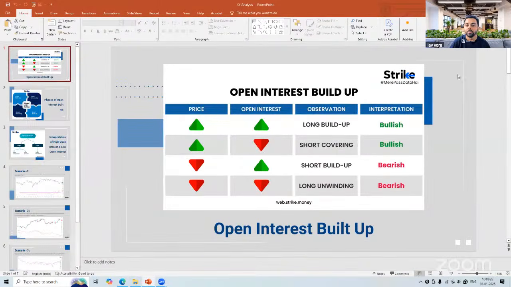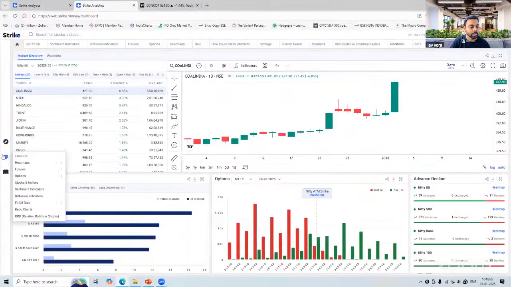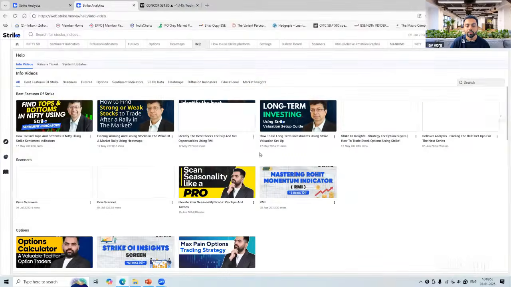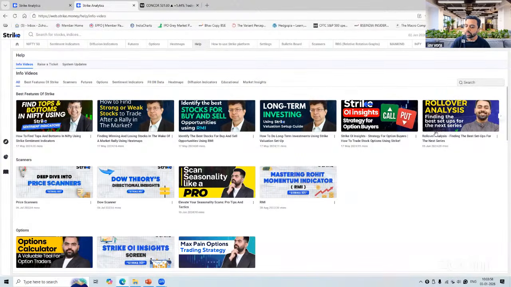I will not dwell very deep. Just to let you know, today we are doing a webinar on rollover. On Strike, you have to go to futures, then go to rollover, and within rollover there is a radio button for early positioning. Once you go over there, this is the screen that we are talking about. In help, this presentation that I have made, I have explained it in 30 minutes' time.